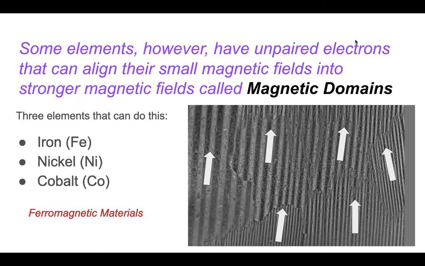And that's why there are generally three elements we think of that can form what we call permanent magnets, or ferromagnetic materials. They're iron, nickel, and cobalt. Now that doesn't mean that they're always magnets. But they can be magnetized, and they can have those little areas of magnetic domains align.